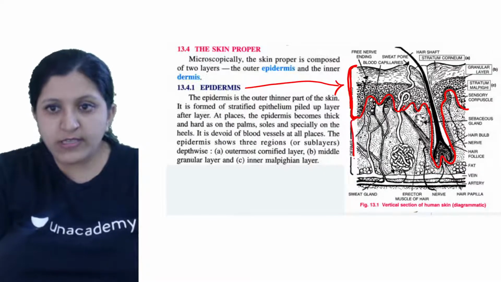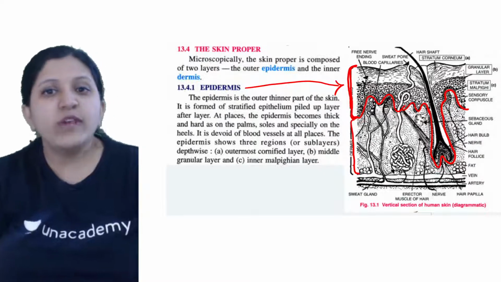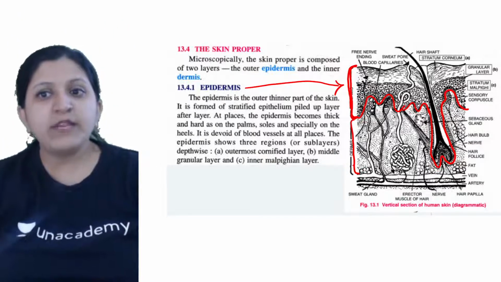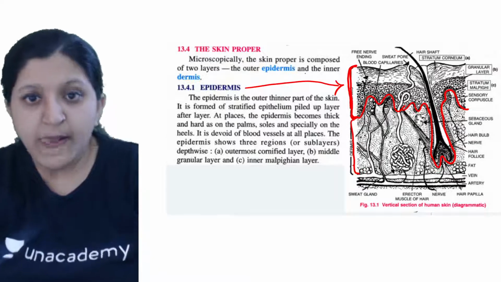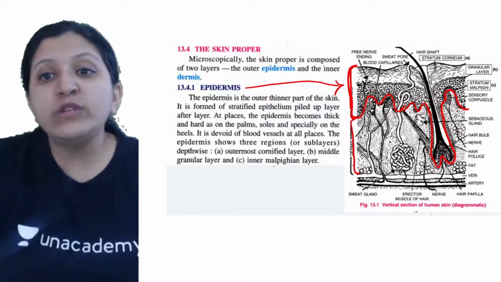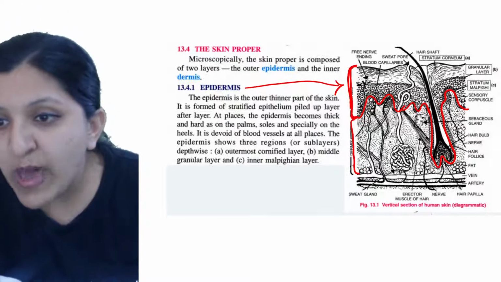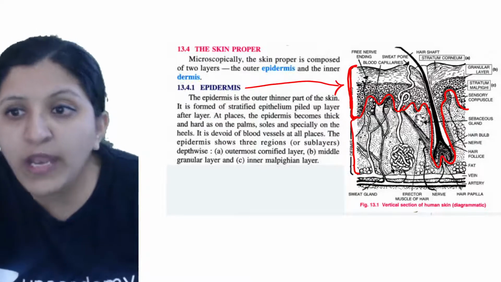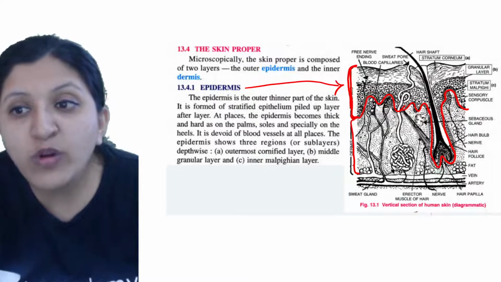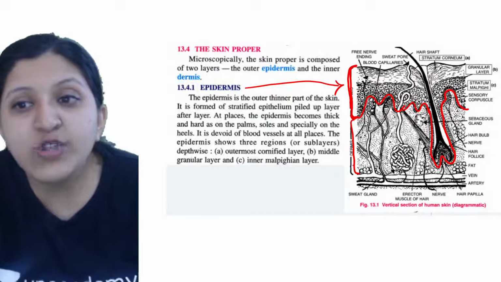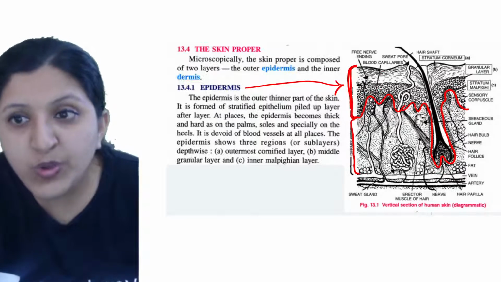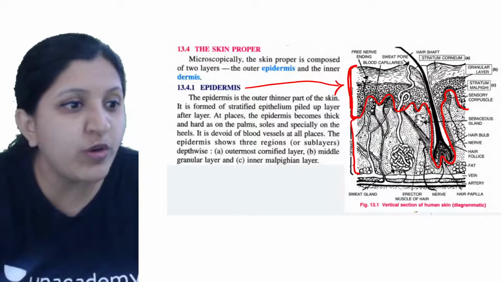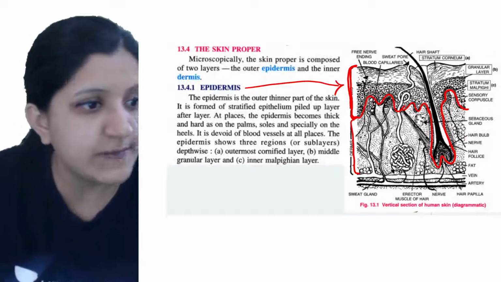So this part is going to form the dermis. Here, the epidermis and the inner dermis, okay. Epidermis is the outer thinner part of the skin. As compared to the dermis, you can see that this is the outer one and it is a thinner one. And you can also see here, it's not that only one layer is there. Here itself you can find many layers, and at this particular point also you can see many layers.